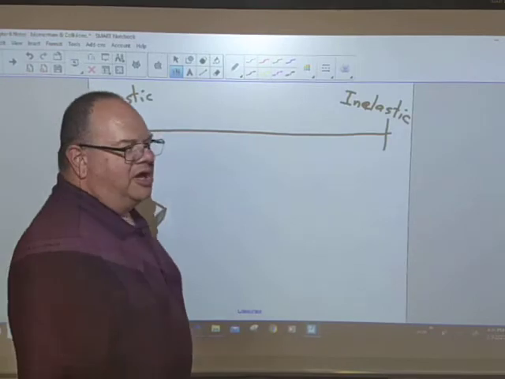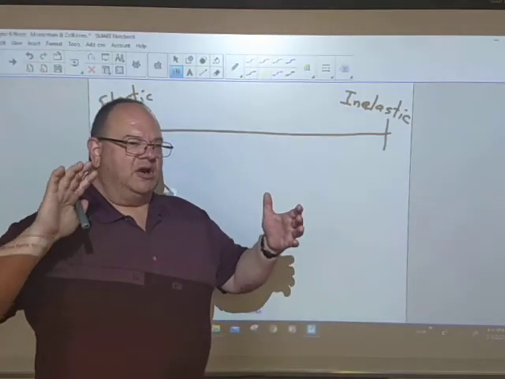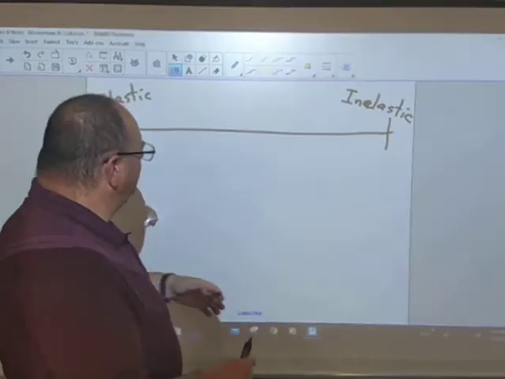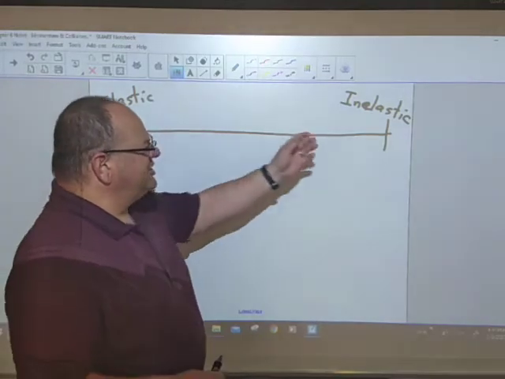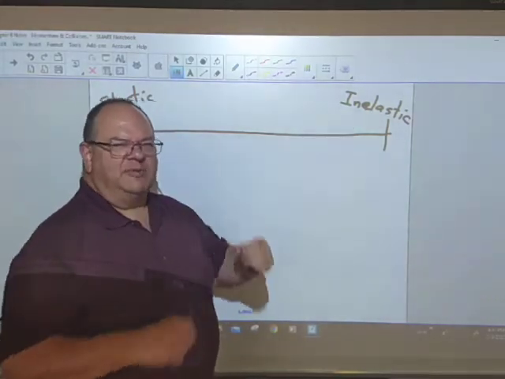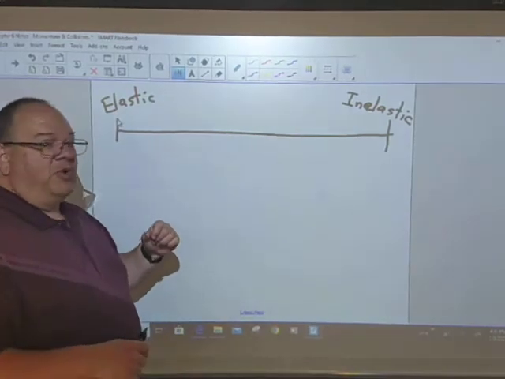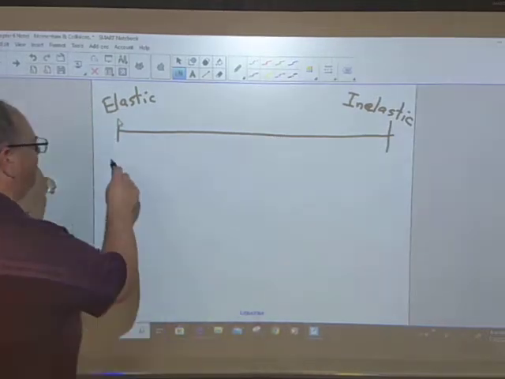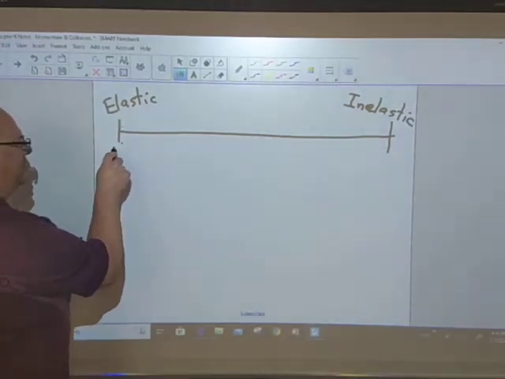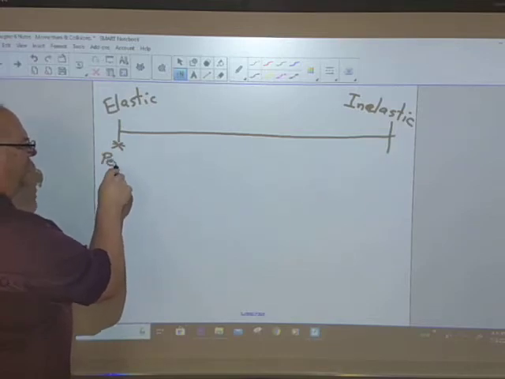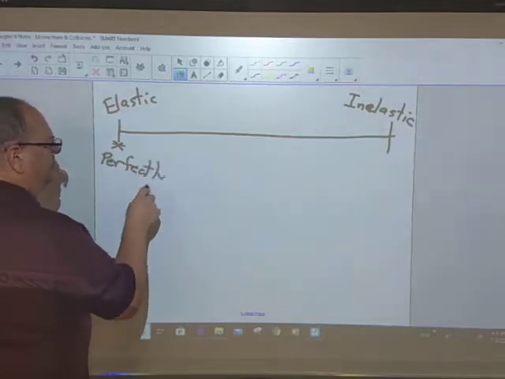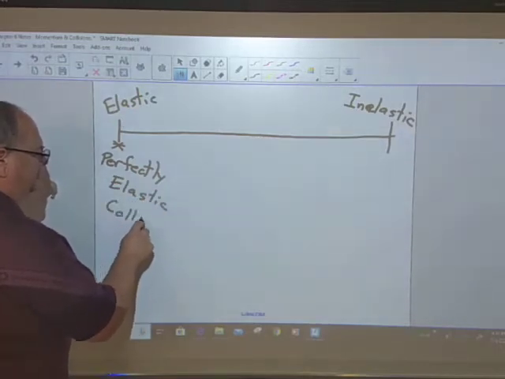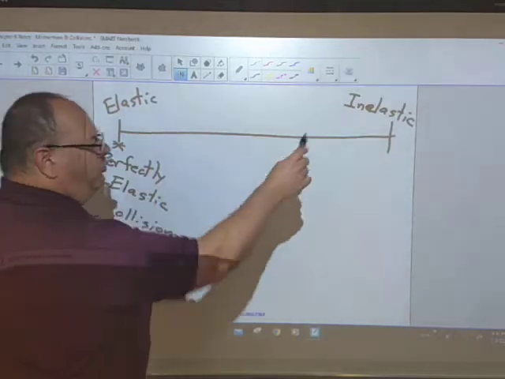A lot of times, aren't you going to have situations where things might kind of bounce back, but not perfectly? And so we have collisions that are going to be mostly inelastic with a little bit of bounce back, and mostly elastic, but with a little loss of kinetic energy. So over here, this extreme would be the perfectly elastic collision. There's a whole range of things.